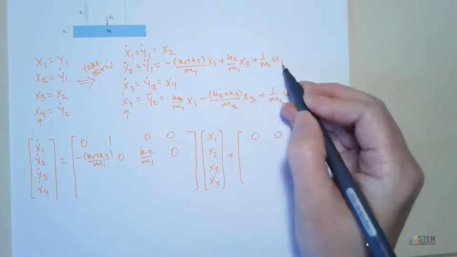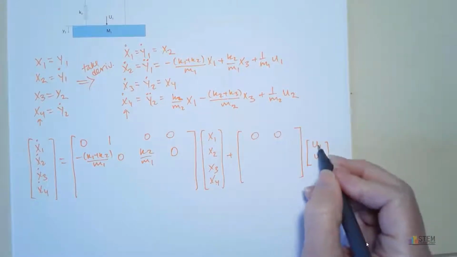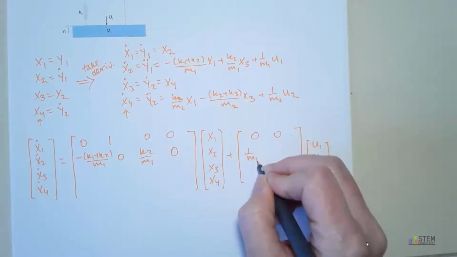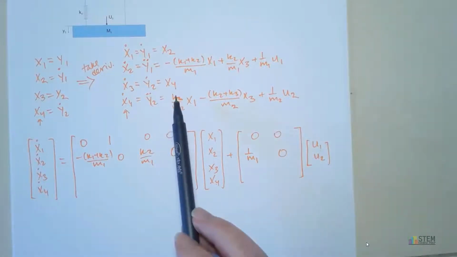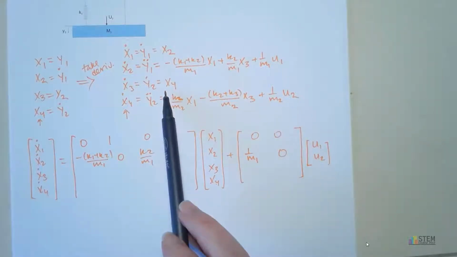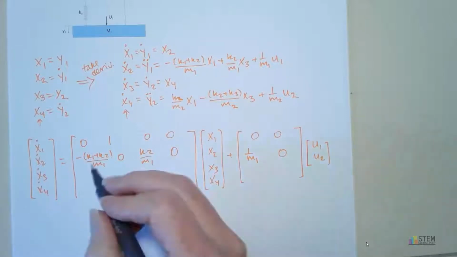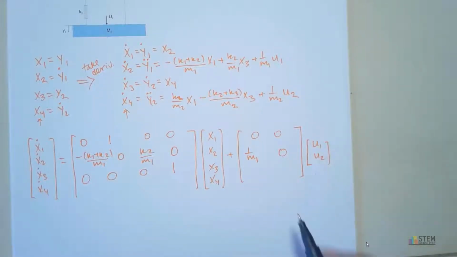Now this one we do have U1. We have 1 over M1 U1. Now U1 is up top here, so that means we're going to have 1 over M1 and then 0. Couple more rows. Third row for x3 dot, that needs to equal x4. So your coefficients for x1 through x3 will be 0, like that. And then you'll have a 1 for the x4 coefficient. No input force here, so both zeros.